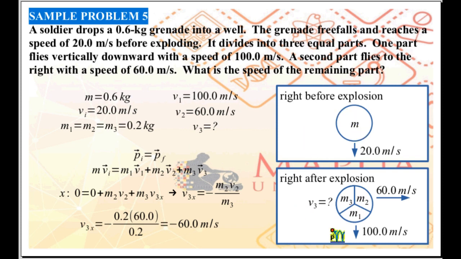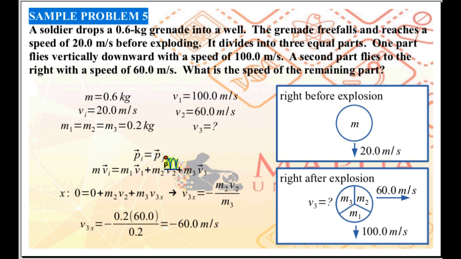Now, this is an explosion. We use conservation of momentum to analyze the situation. Initial momentum is equal to final momentum. Initial momentum is right before the explosion, and final momentum is right after the explosion. Right before the explosion, there's only one object, the grenade. So for initial momentum, we only have the momentum of the grenade, m v initial.